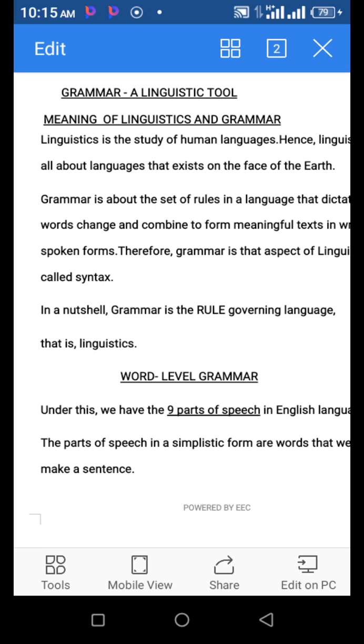What is linguistics? Linguistics is all about learning human languages. Linguistics is the study of human languages, while grammar is the rule governing the human language. Are you getting it? Very good. Now, the relationship between linguistics and grammar is very simple. Linguistics is the language itself, while grammar is the rule you have to obey in order to speak and learn this language very well.